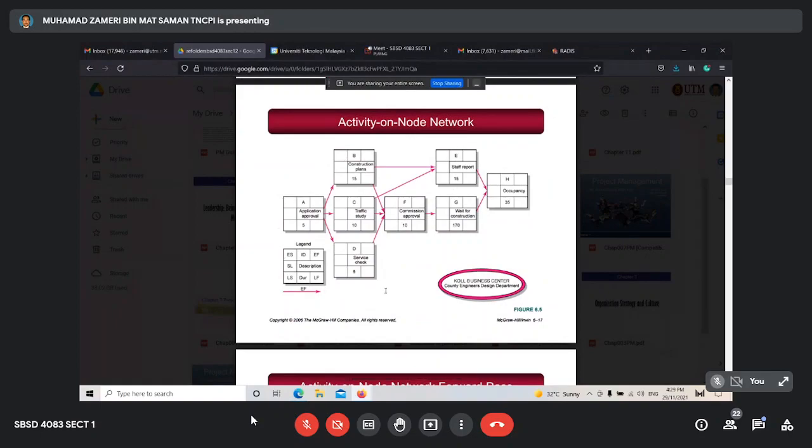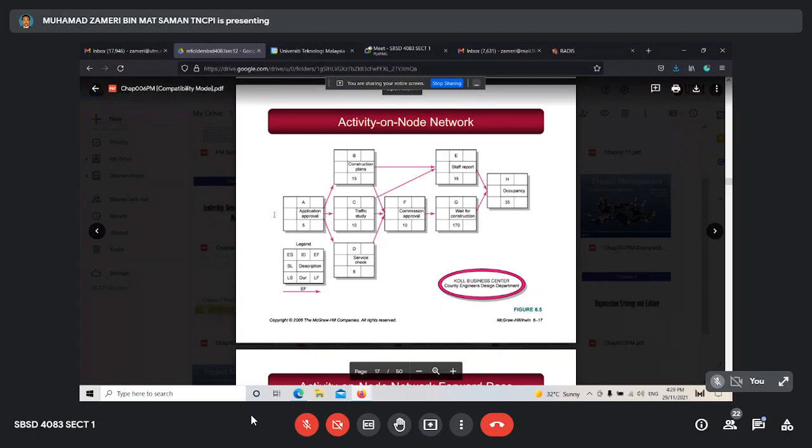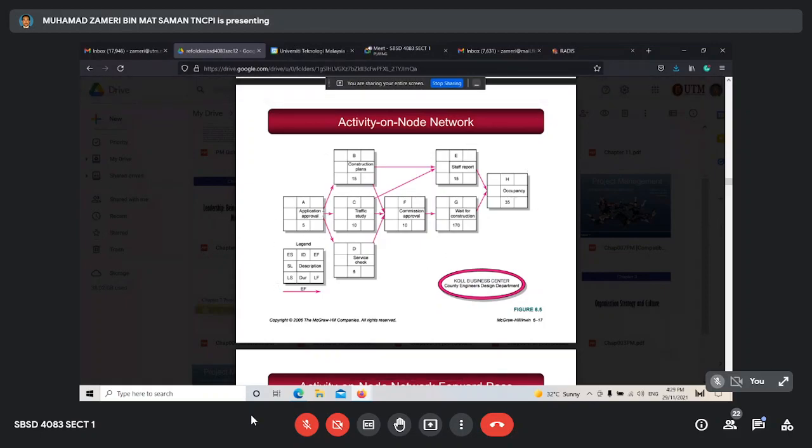For the activity on node, this is the format of the network. Each node we divide into 8 sections. Please focus on the legend here. On the top row, on the left, ES means early start, the earliest you can start this activity. ID is an identification symbol, that means we use A, B, C, D, and so on.